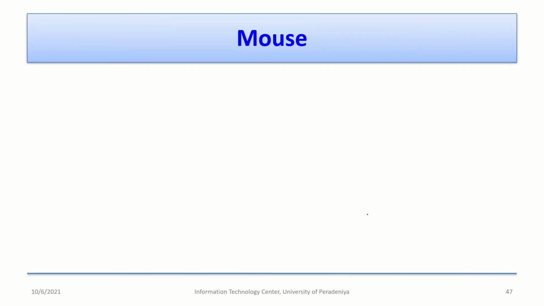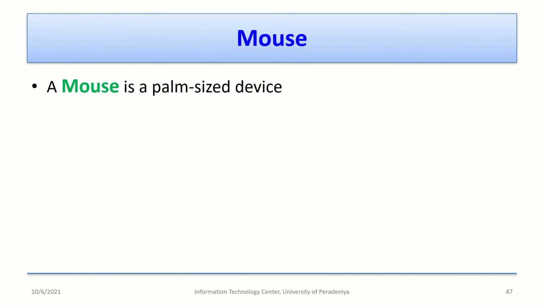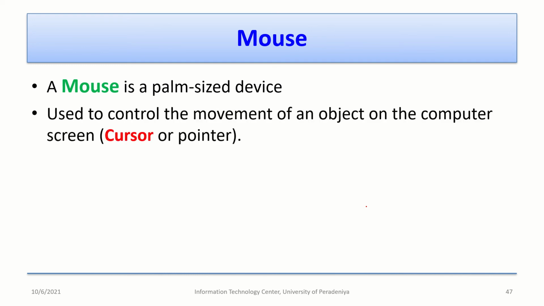Next one is input devices. You know what is meant by input devices. We call any device which can be used to input data to the computer an input device. The first one is the mouse. The mouse is a pointing device. In terms of size, it is a palm-size device, used to control the movement of the object on the computer screen, which we call the cursor.